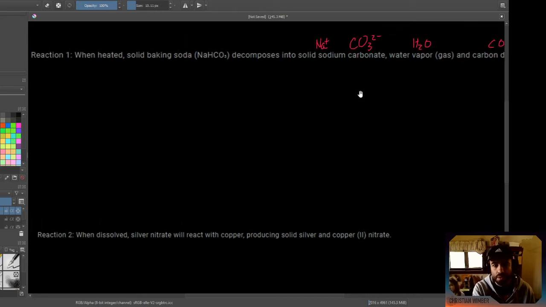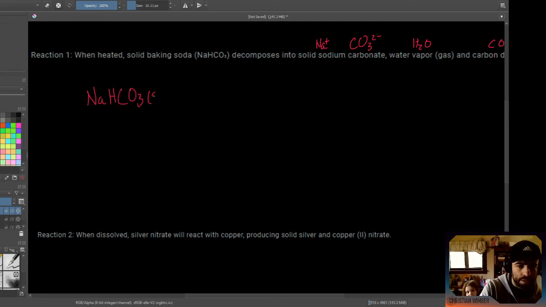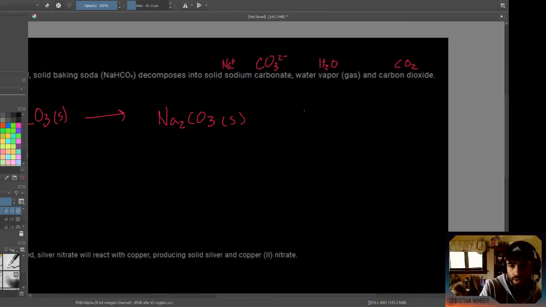So let's put this all together. Solid baking soda, NaHCO3, which is a solid, is going to decompose into solid sodium carbonate. Remember, this is 1 plus. I have two minuses, so I need two of those Nas. Sodium carbonate, this is solid as well. Water vapor, H2O. This is a gas.